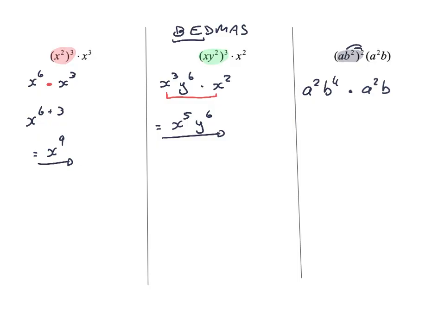And so now all I do is combine my a's and my b's. So I add 2 and 2, which is 4, and 4 plus 1, which is 5. And so that is our final answer.